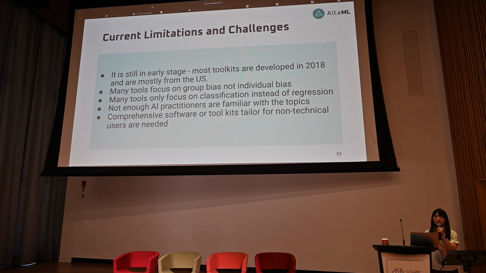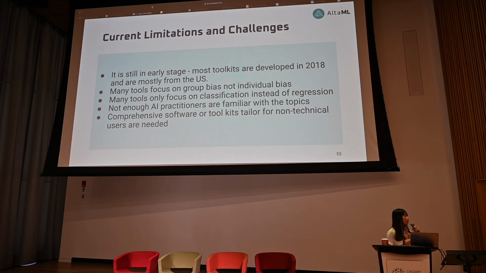Another problem is many toolkits focus on group bias, not as much on individual bias. Previously, I mentioned group fairness metrics versus individual fairness metrics. It's easier to build toolkits to address group bias issues, and less on individual bias, but that doesn't mean it's not important.